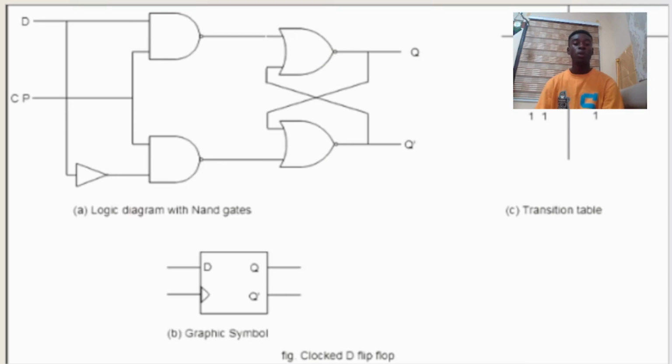So this is also a representation of the D flip-flop. It has its input, that is the D, it has a clock input, then it is represented by the NAND and the OR operators, then it has its output Q and the complement Q.